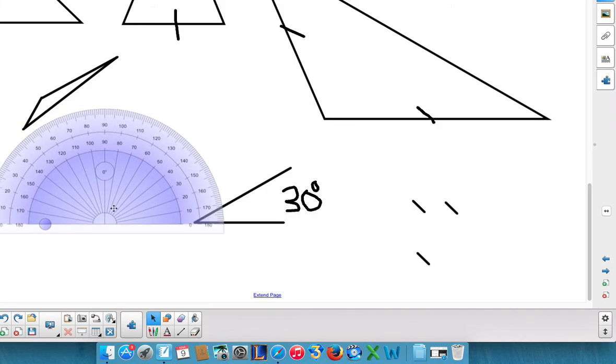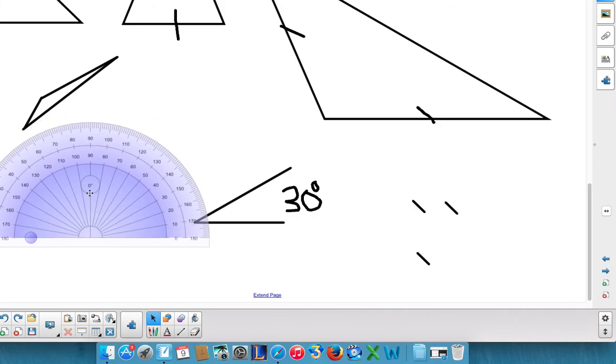The last thing that I just wanted to mention to you was to make sure that you're thinking of your benchmarks when you're looking at your protractor. So your 90 degrees is right here. Half of 90, remember, is 45. Double 90 is 180, which would be a straight line. So always try to remember your benchmarks so that you've kind of got them in your head all the time.